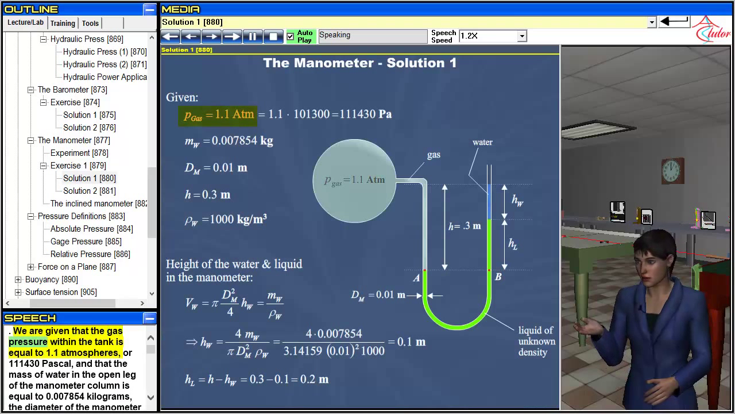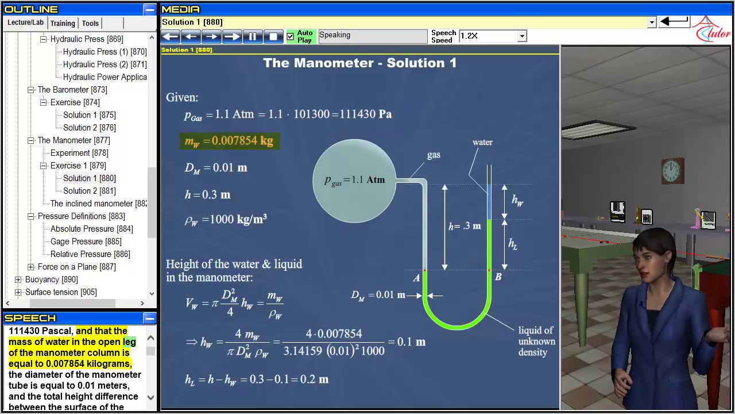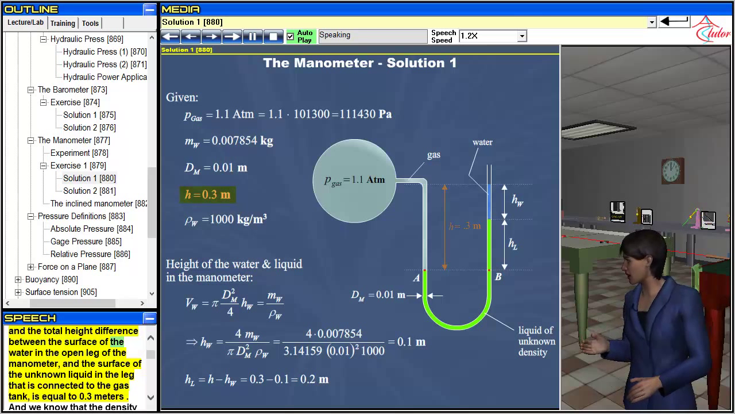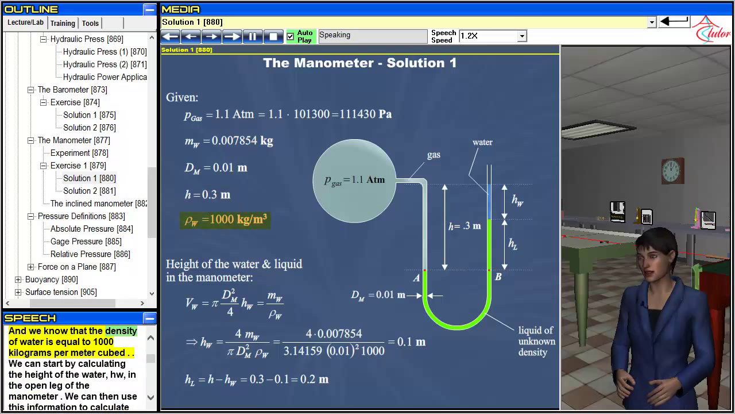We are given that the gas pressure within the tank is equal to 1.1 atmospheres, or 111430 Pascal, and that the mass of water in the open leg of the manometer column is equal to 0.007854 kilograms. The diameter of the manometer tube is equal to 0.01 meters. And the total height difference between the surface of the water in the open leg of the manometer, and the surface of the unknown liquid in the leg that is connected to the gas tank, is equal to 0.3 meters. And we know that the density of water is equal to 1000 kilograms per meter cubed.